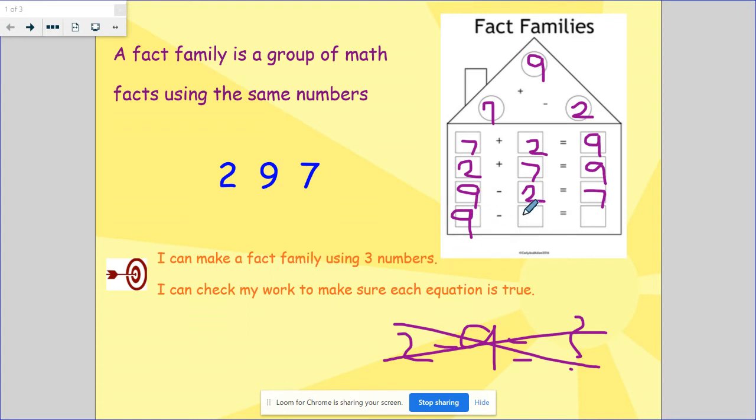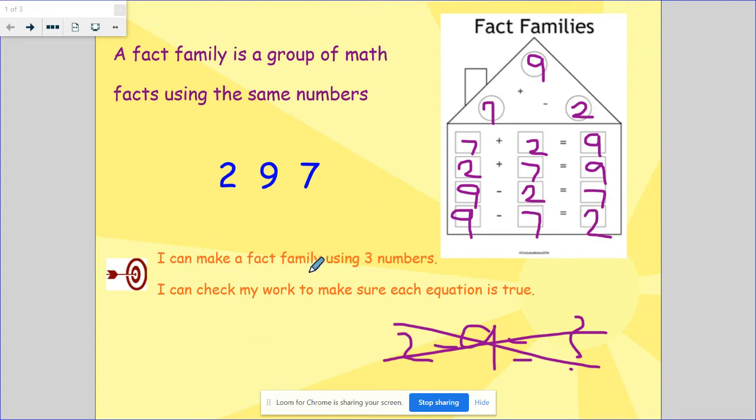So, I got it. Now I need to do 9 minus 7, which must equal 2, but I'm going to check my work. So I'm going to start at 9. I'm going to go 8, 7, 6, 5, 4, 3, 2. Okay, sweet. I started at 9, counted back 7, and I got 2.